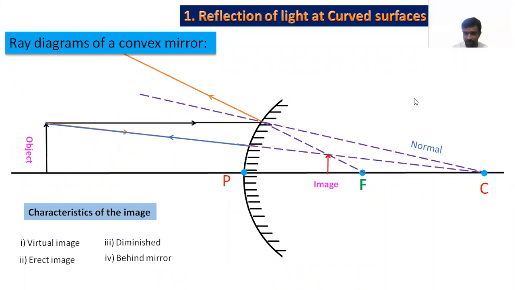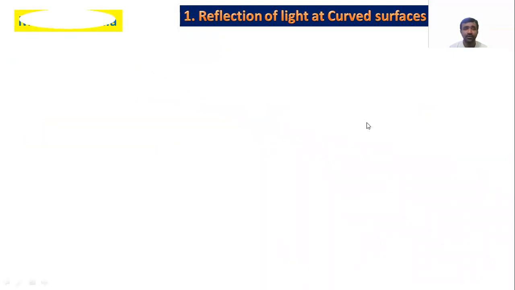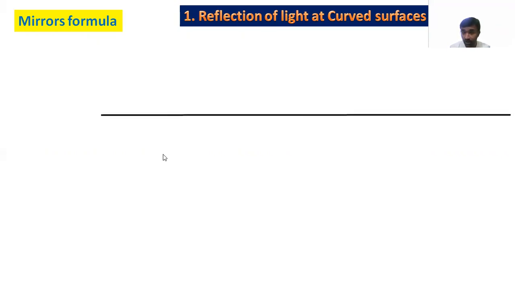Next, we will go for another topic. That is simply the derivation of the mirror formula. For the derivation purpose, I am going to imagine a situation where the object is placed in front of a mirror beyond the center of curvature. So I am considering a situation: object placed in front of the mirror beyond the center of curvature.